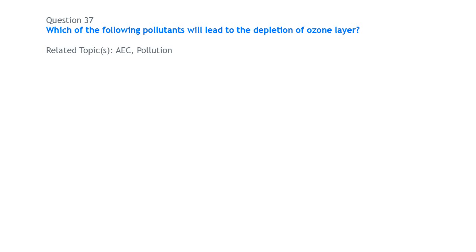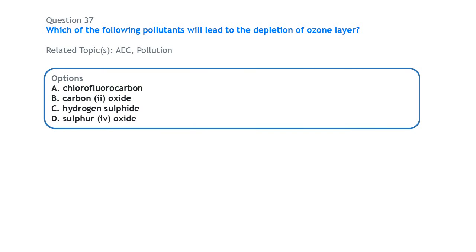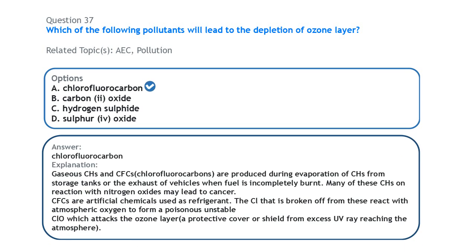Next question. Which of the following pollutants will lead to the depletion of the ozone layer? That is the chlorofluorocarbons, also known as CFCs. They are substances that are produced from cooling systems like air conditioners and refrigerators. When they escape, they attack the ozone layer in the upper atmosphere. They lead to the depletion of the ozone layer, that is the reduction in the expanse of that layer.